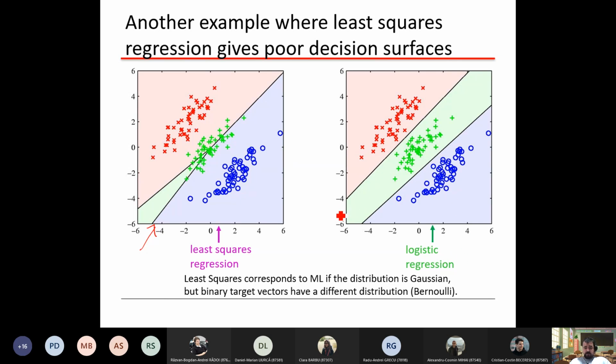It will establish, for example, the first classifier between the red area and the other areas, and then the second classifier to separate the green from the blue areas. However, with least squares, you see that they are trying to fit some Gaussian here, and the results are not very good. So again, least squares corresponds to maximum likelihood if the distribution is Gaussian. However, if the targets have a different distribution, then least squares doesn't work very well.